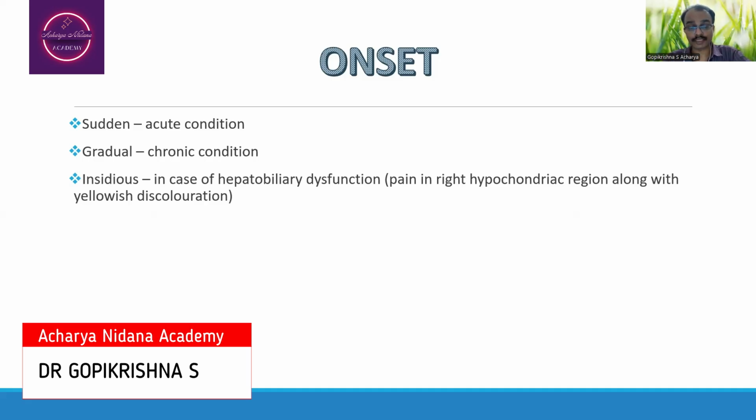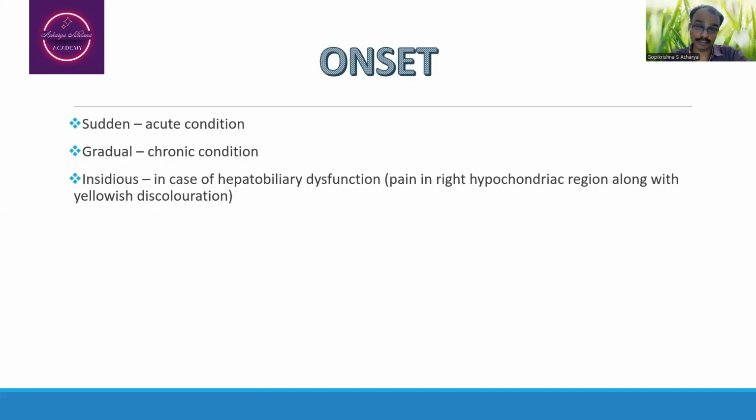This may be observed, for example, in case of hepatobiliary dysfunction, wherein the pain may be unable to be perceived, and that may be associated with yellowish discoloration, which is also initially probably not identified by the person who is suffering. He may be asked by his nearest and dearest ones or friends regarding the yellowish discoloration. So in this occasion, the presenting complaint of pain abdomen may be insidious.